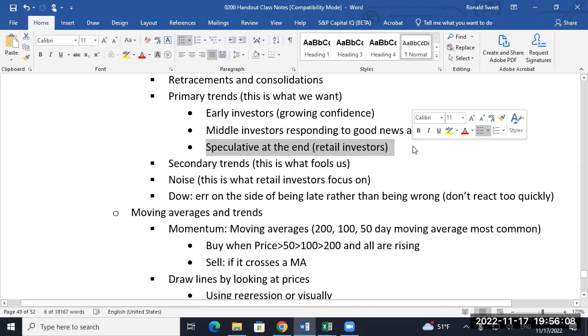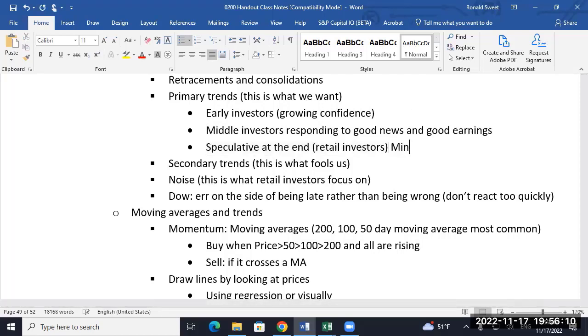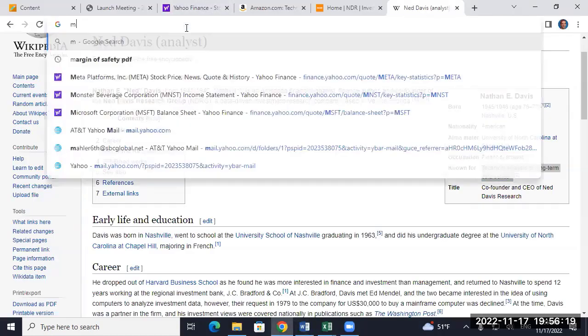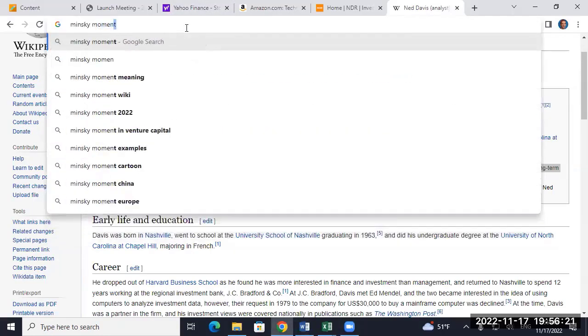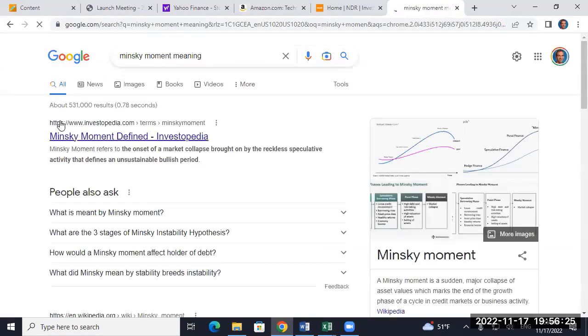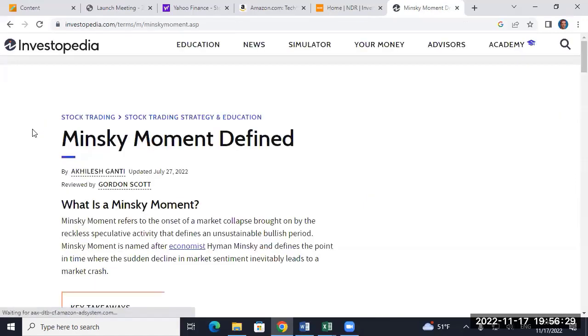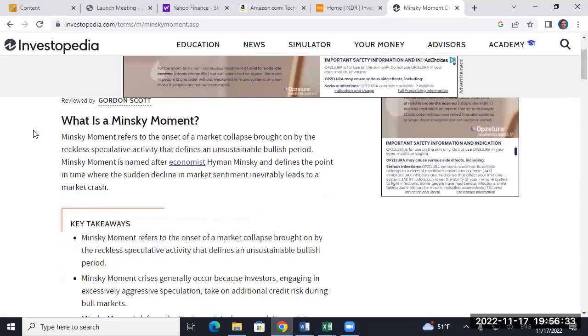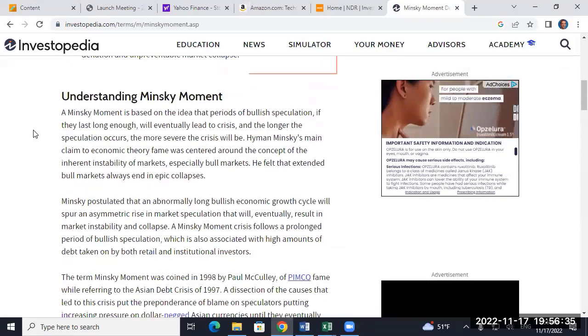I don't know if y'all have ever heard of Minsky. I don't know how to spell it. Have y'all heard of Minsky moment? Let's see how we spell his name. I can't remember. Minsky moment. I spelled it right. Minsky. Have y'all seen this in another class? Oh, have you, Chad? Was it in my class? We might have talked about it.